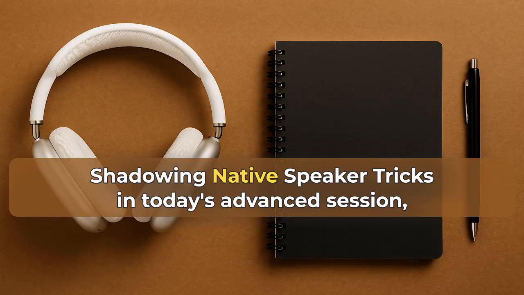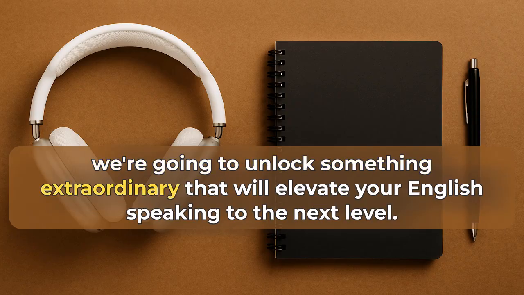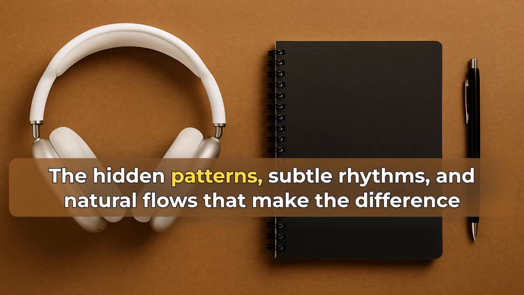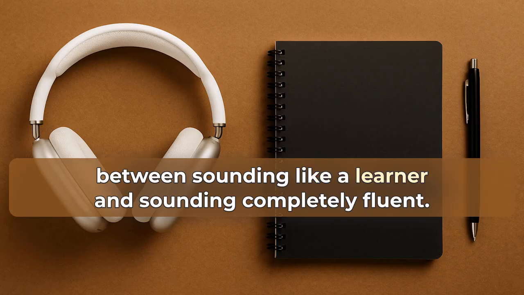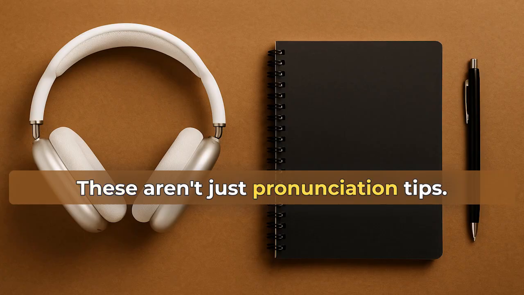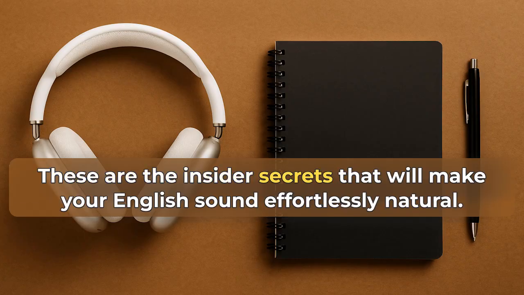Shadowing Secrets, Native Speaker Tricks. In today's advanced session, we're going to unlock something extraordinary that will elevate your English speaking to the next level. Today's lesson is all about mastering the secret techniques that native speakers use instinctively. The hidden patterns, subtle rhythms, and natural flows that make the difference between sounding like a learner and sounding completely fluent. We're going to practice advanced shadowing together using authentic native speaker tricks. These aren't just pronunciation tips. These are the insider secrets that will make your English sound effortlessly natural.